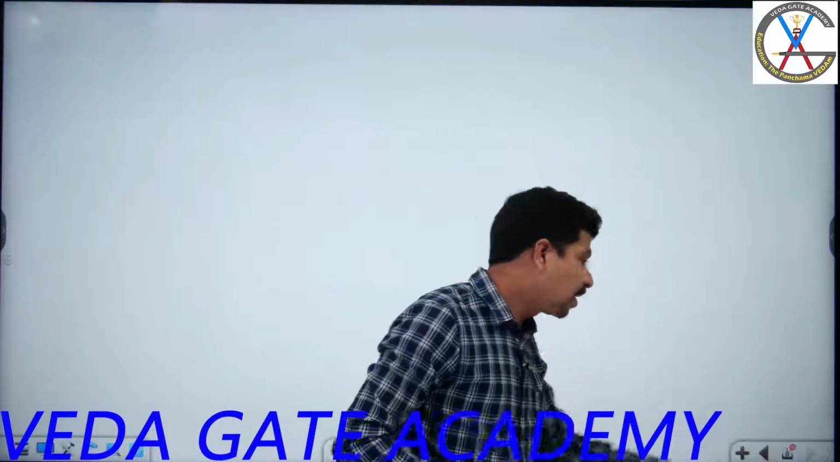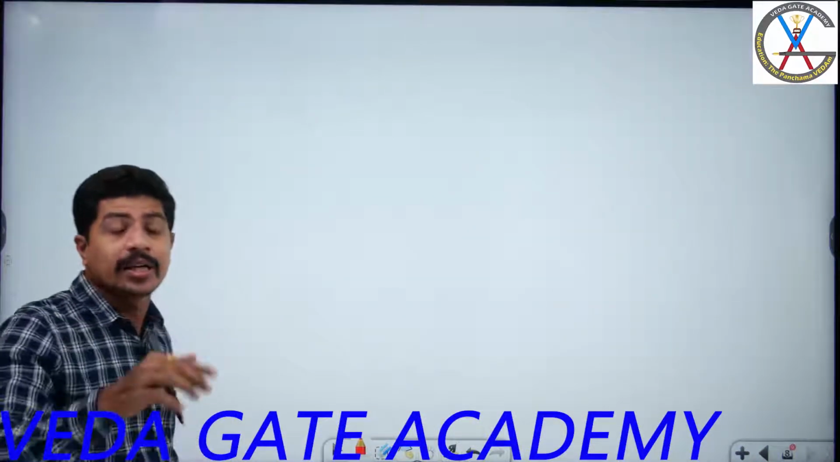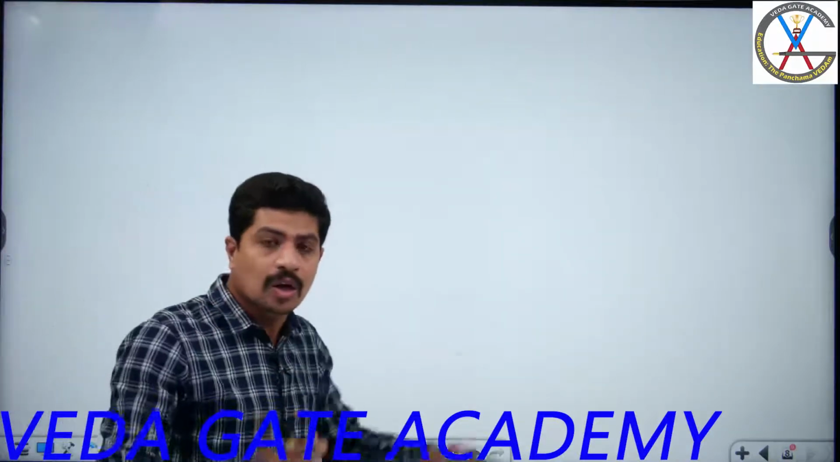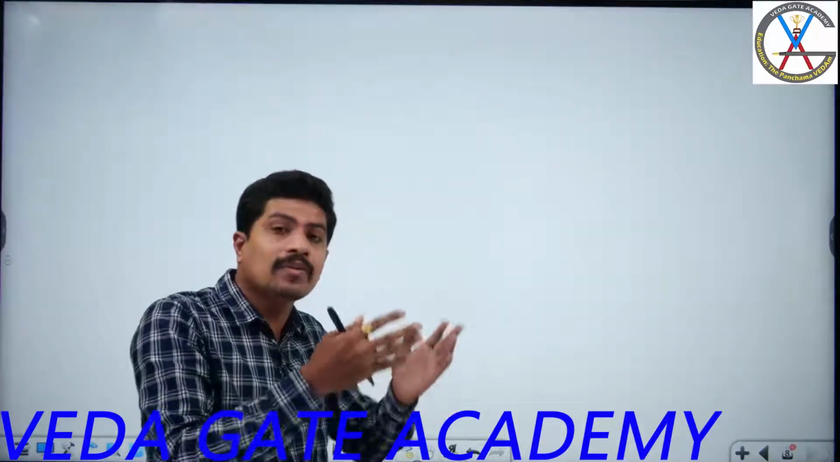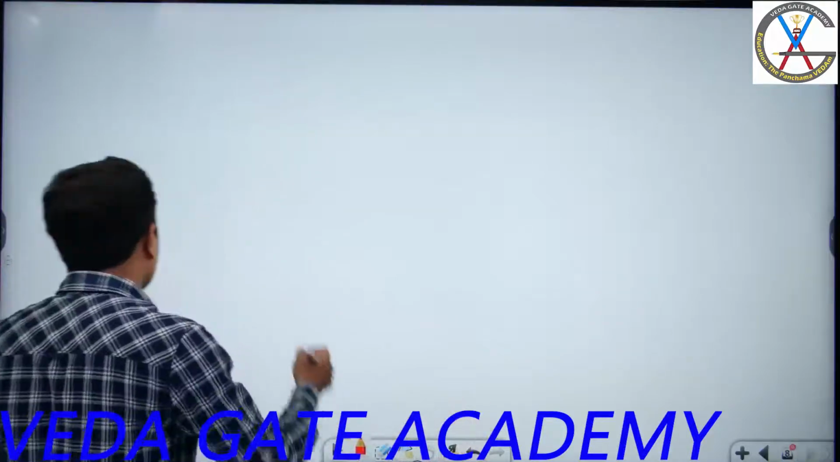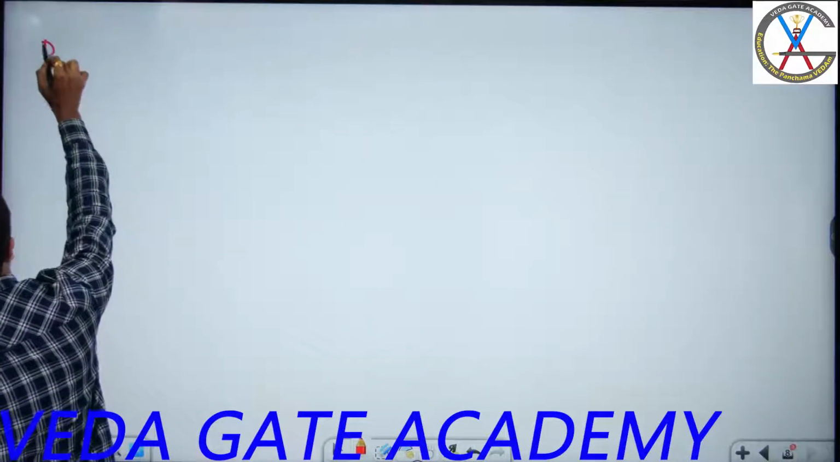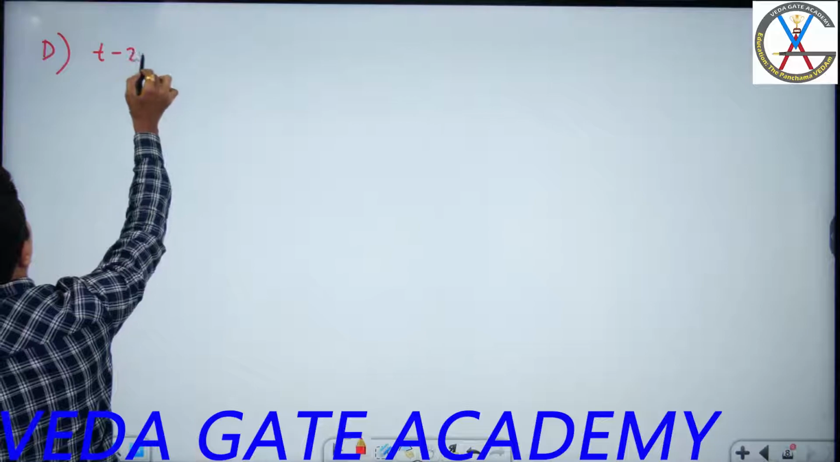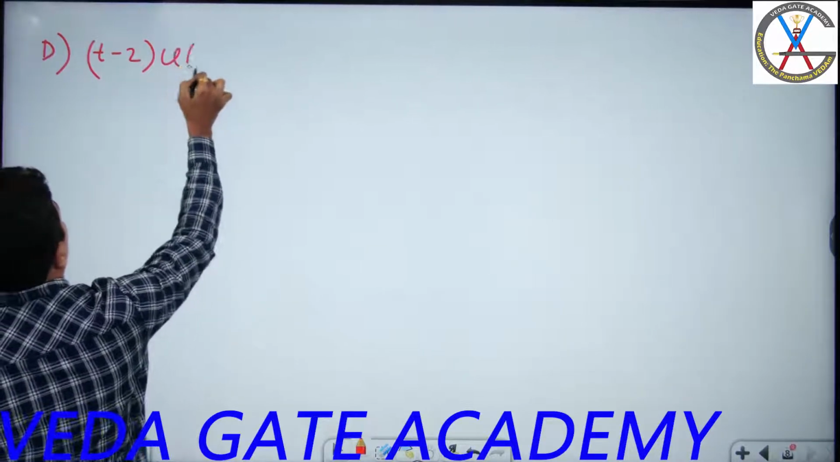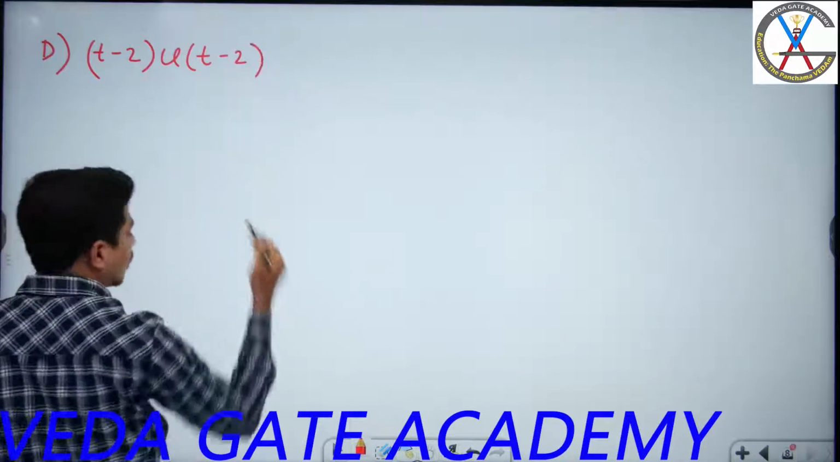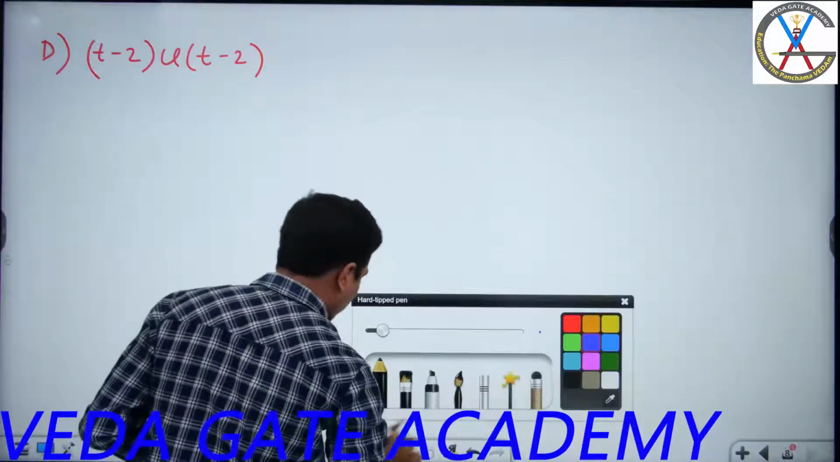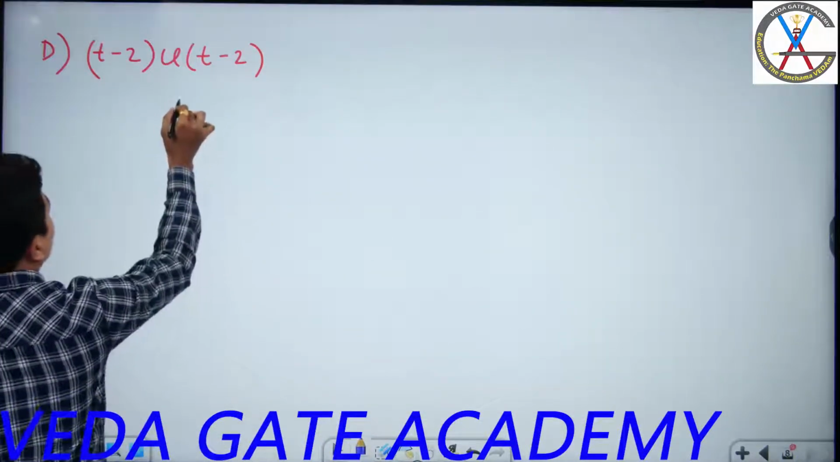What we are left with finally, the last option, option D, is t minus 2 into u of t minus 2. After completion of this one, I will be giving a very good conclusion. Let's see, first of all, draw this one: t minus 2 into u of t minus 2. Yes or not? We will be drawing. Observe here carefully, all of you.